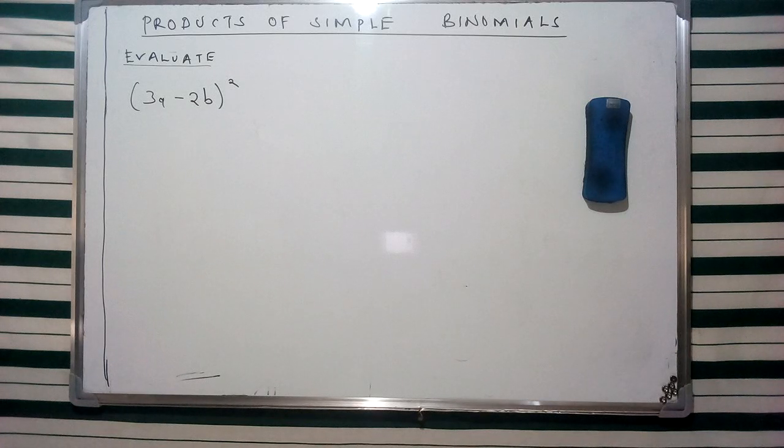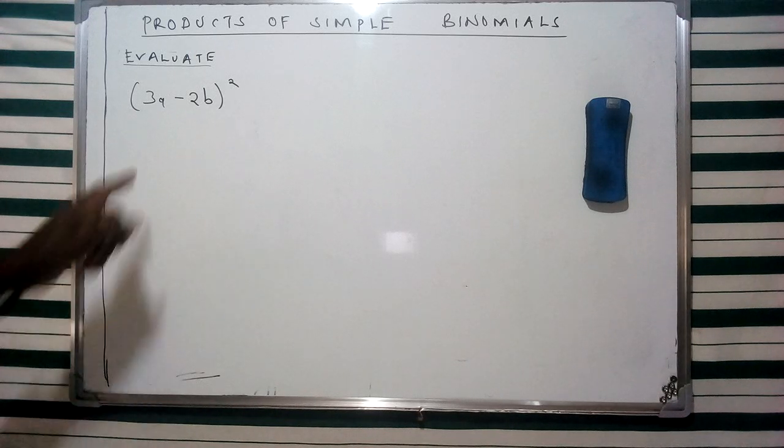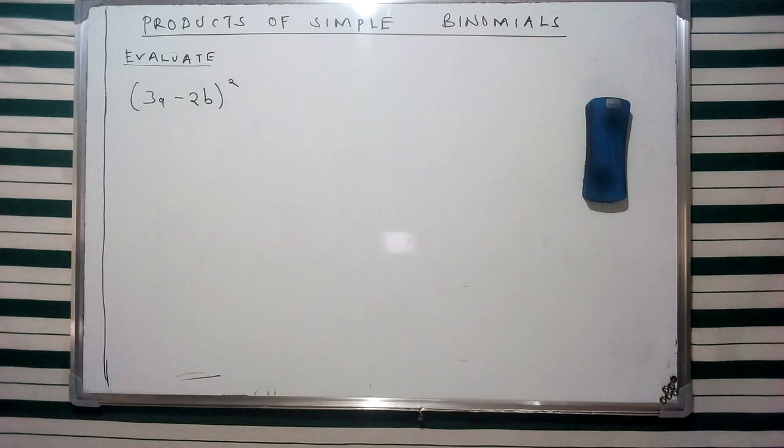So in this specific discussion, we're going to look at the concept of a product of simple binomials. And this is going to be in terms of a problem set. So I've just given one of the examples of a binomial on the board. And this is going to assist us try to find a general representation or a general way in which we can solve such kind of problem sets.